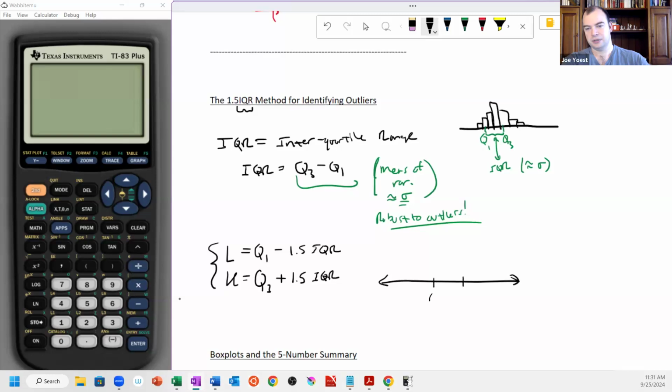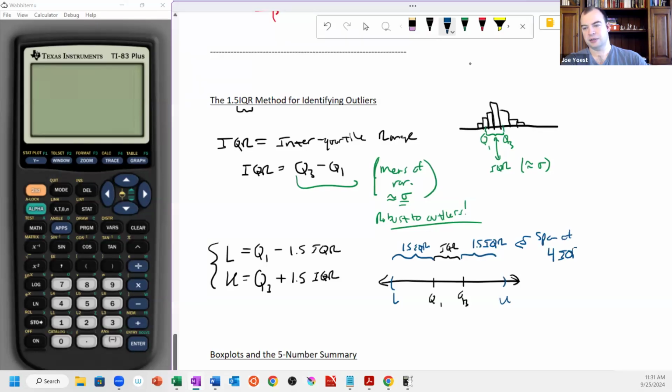I have Q1 to Q3. The distance between them is a span of 1 IQR. If I go up to my upper bound, I'm going 1.5 IQRs to the right of Q3. And if I go down to my lower bound, I'm going 1.5 IQRs to the left of Q1. I have a span of 4 IQRs from lower to upper bound.